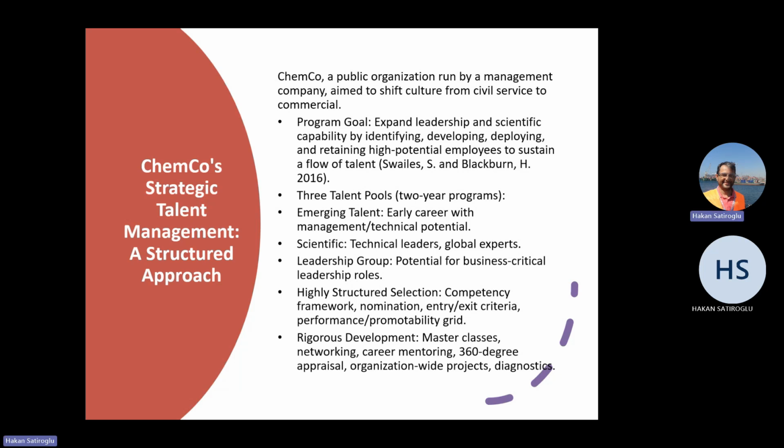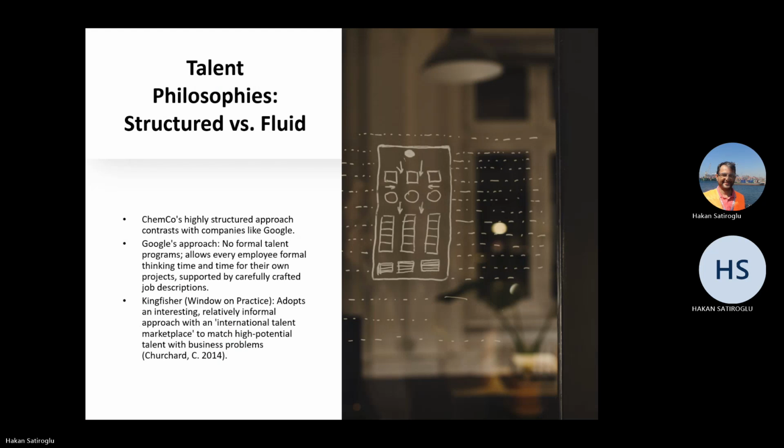Rigorous development assessment also exists, so they apply that. Talent philosophies, again, this is the same point. Two examples here. CHEMCO has a highly structured approach. It contrasts with companies like Google. Google has no formal talent programs, allows every employee formal thinking time to work on their own project, supported by carefully crafted job descriptions.